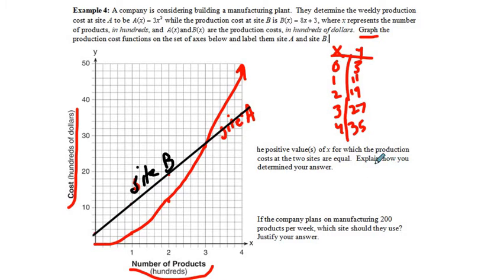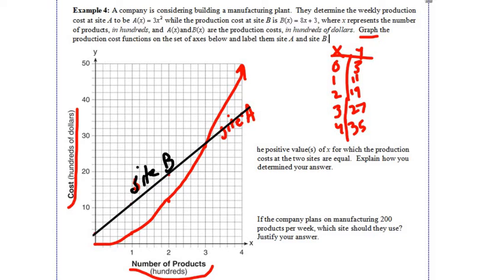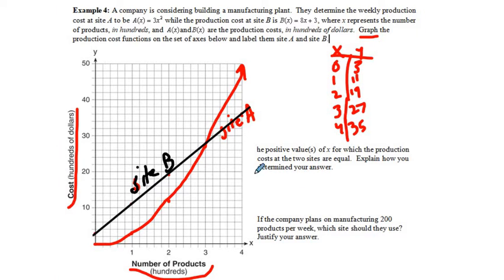Now, the positive values of x for which the production costs at the two sites are equal. So that's what we're looking for. Looks like it got cut off a little bit. Explain how you determined your answer. If the y values are the production costs and the x values are the number of products, then the values of x where the y values are the same is going to be right here where the two lines intersect. So when 300 products are produced at site A, that's going to cost $2,700. And when 300 products are produced at site B, that's also going to cost $2,700.